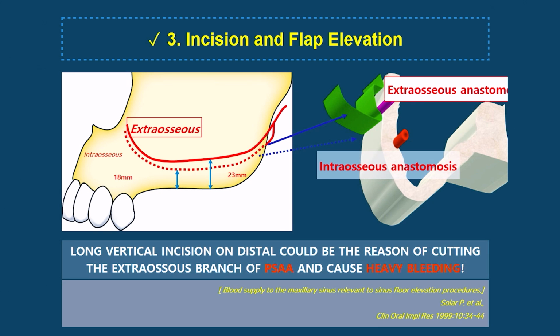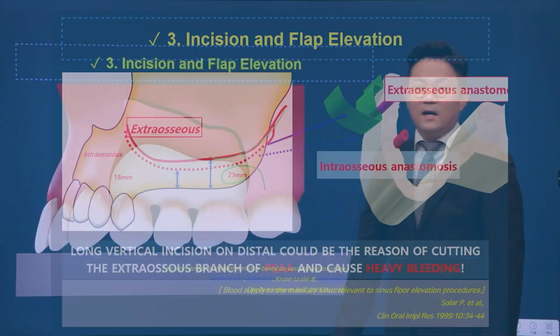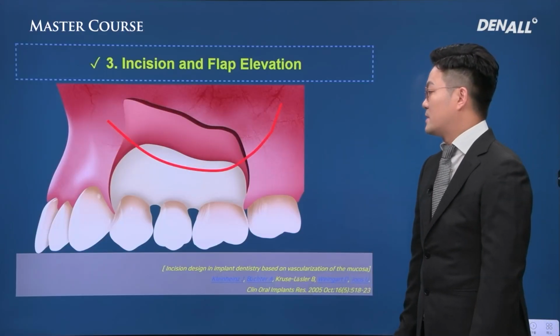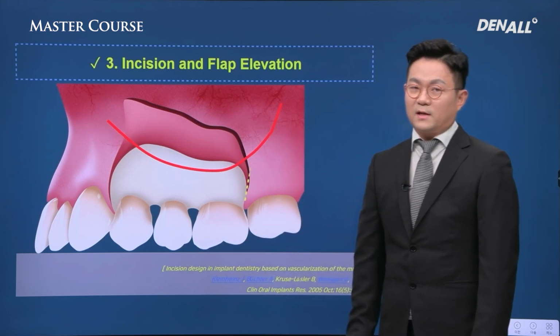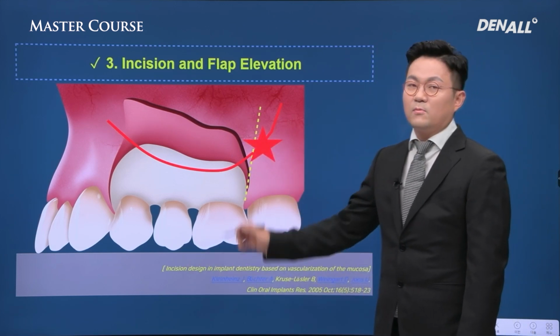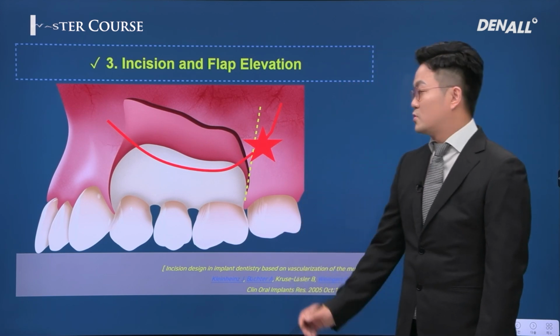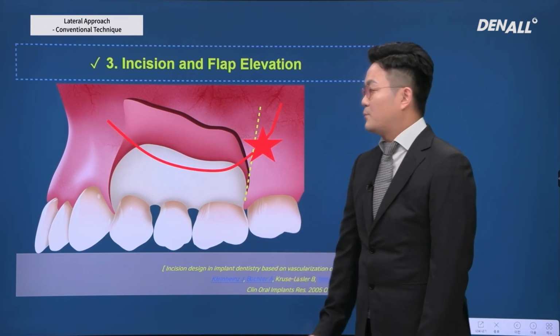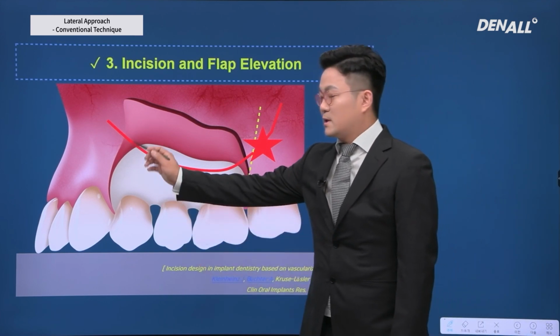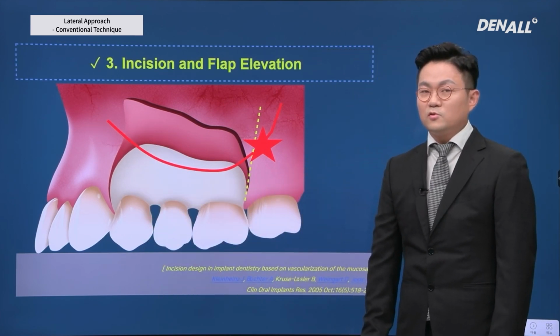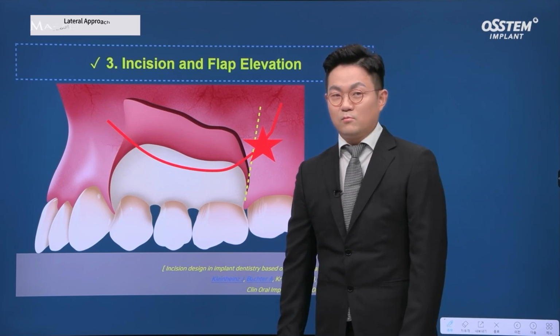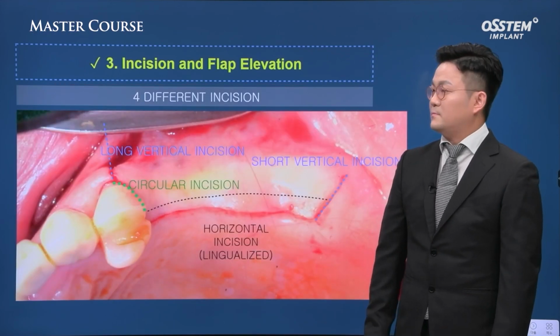You have the extraosseous branch of the posterior superior alveolar artery, and on average that's about 23 millimeters. With the vertical incision, sometimes it's cut. Hence, if the distal incision is too long, it could cause arterial bleeding. So on the distal side, you shouldn't go too long. On the front side, in most cases, there is not much to damage anatomically. So long is okay, but try not to be too excessive.